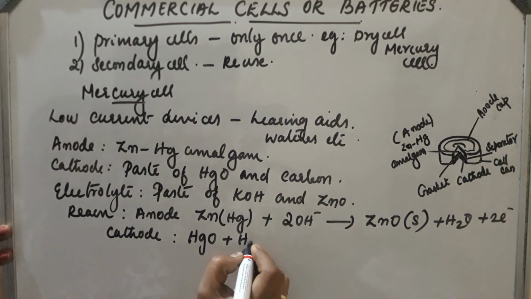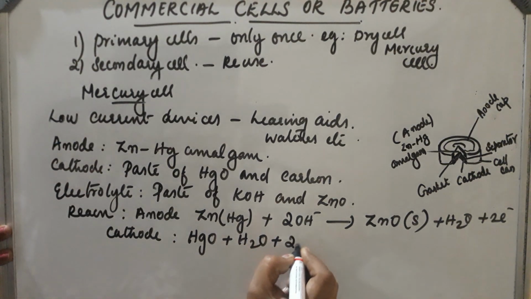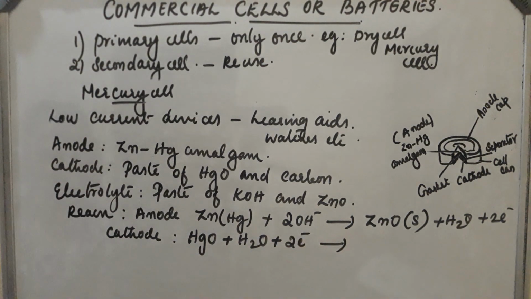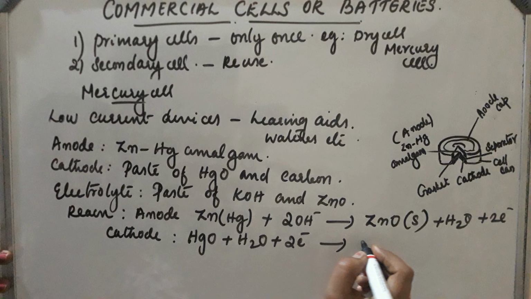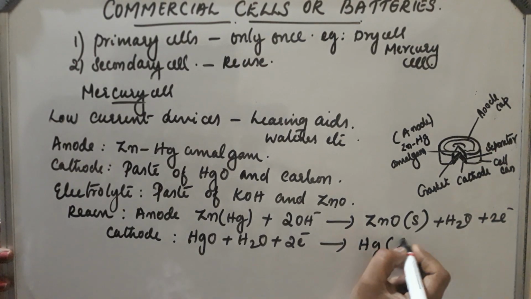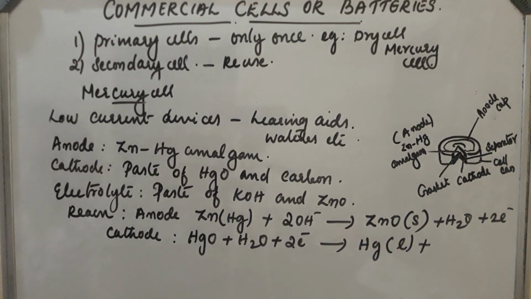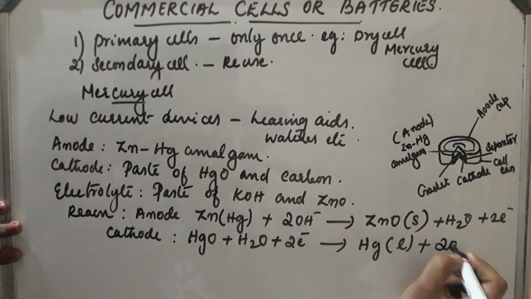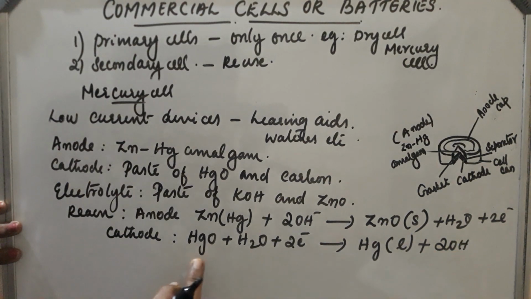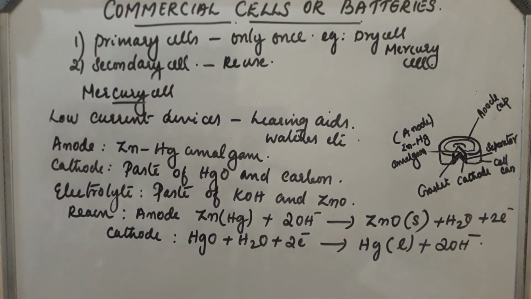Okay. Water is there. It accepts those electrons and forms Hg plus H2O plus 2OH minus. Balance 2OH minus. So mercury oxide with H2O, 2 electrons are present. Those absorb those electrons and form mercury liquid, and 2OH minus will be produced.